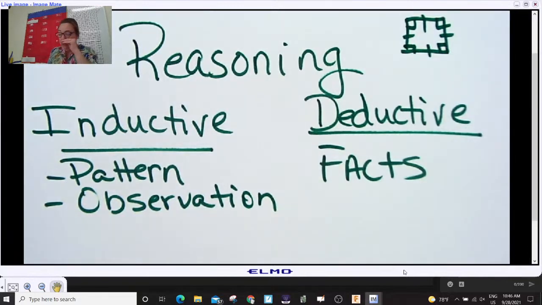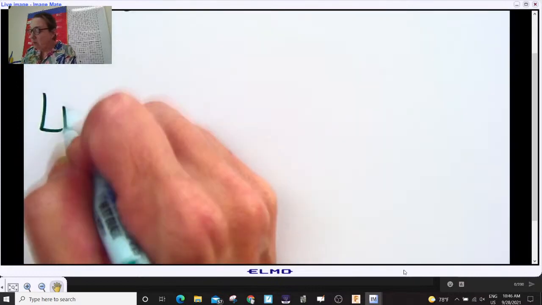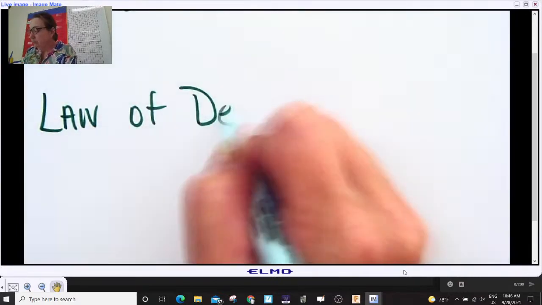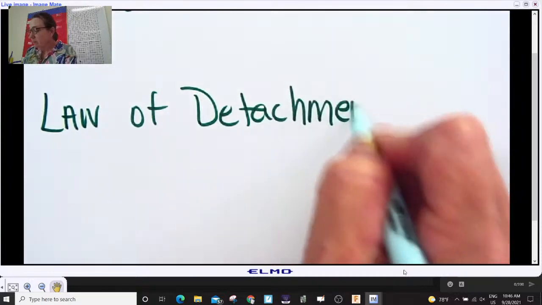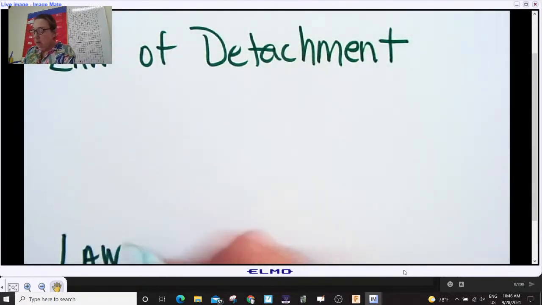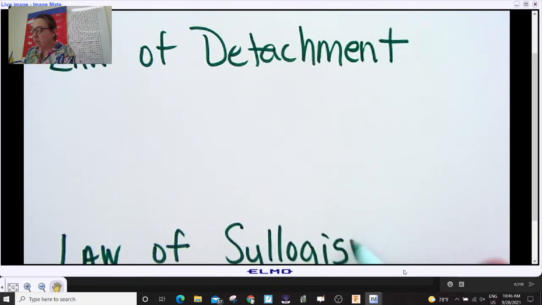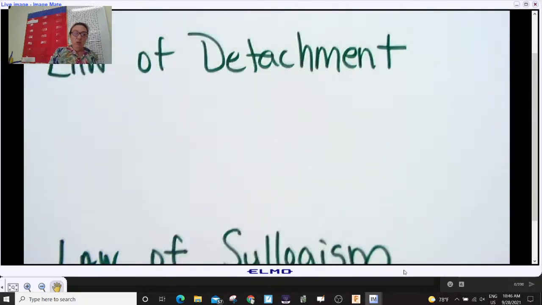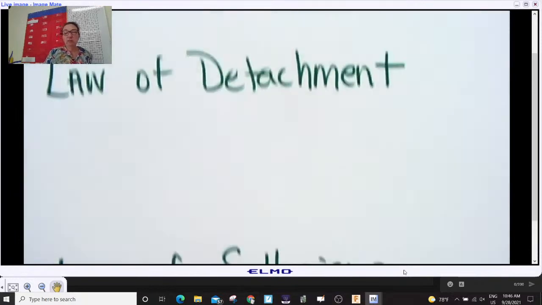Y'all with me? Okay, now, I gotta make sure I don't get lost. When we're talking about deductive reasoning, we have two kinds basically. So we have the law of detachment. And then we have another one, and I'm going to put it down here. You don't have to worry about writing this one yet. We'll come back to it in a minute. We have the law of syllogism. I just don't want to forget to go over it, okay? So we've got the law of detachment and the law of syllogism.